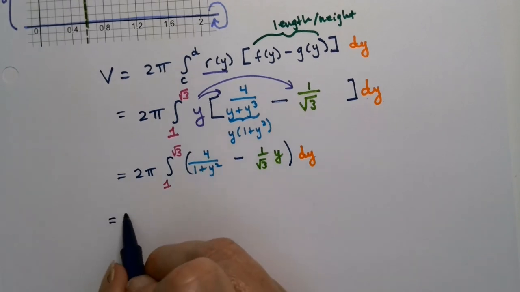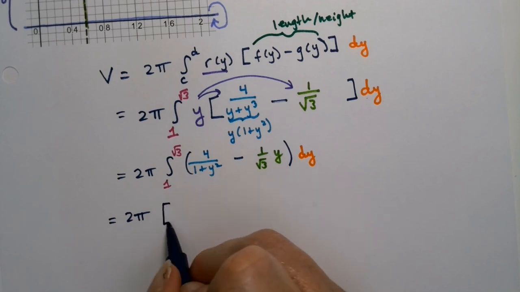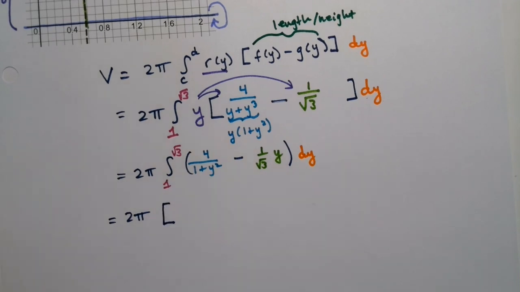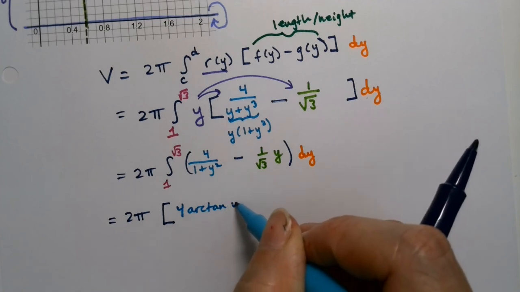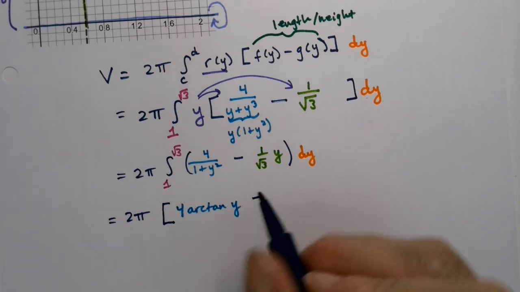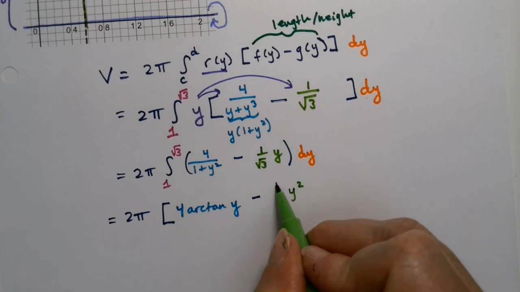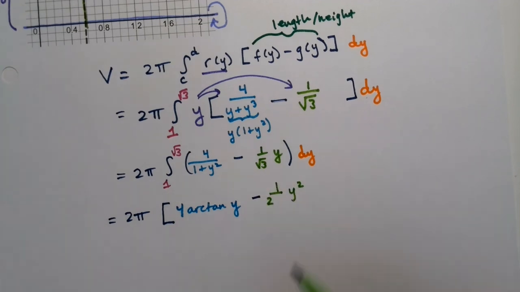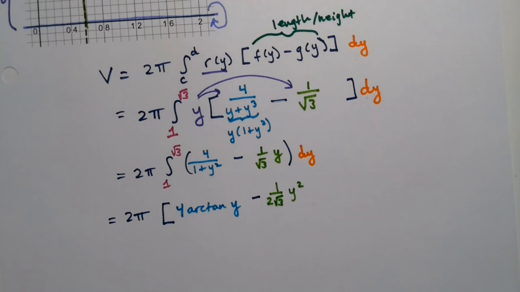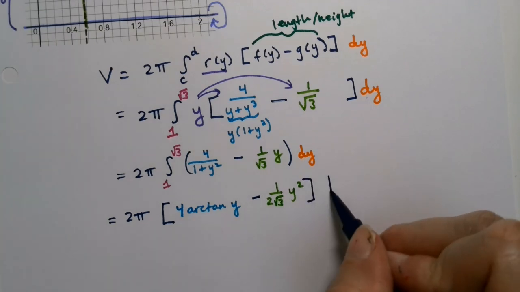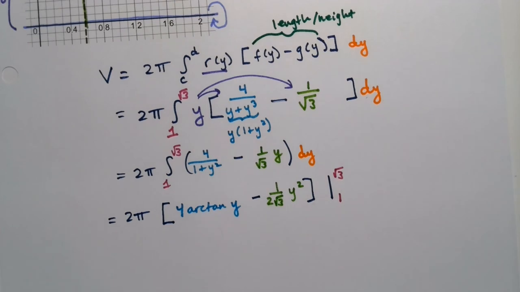So this is 2 pi, and then it's 4, because there's a 4 there, arctangent of y minus, all right, now with this one, you'd add 1 to the power, so it'd be y squared, and then you reciprocate that, so 1/2. So it's 1 over 2 square root of 3 y squared. And we're going to take that from 1 to the square root of 3. Like that.